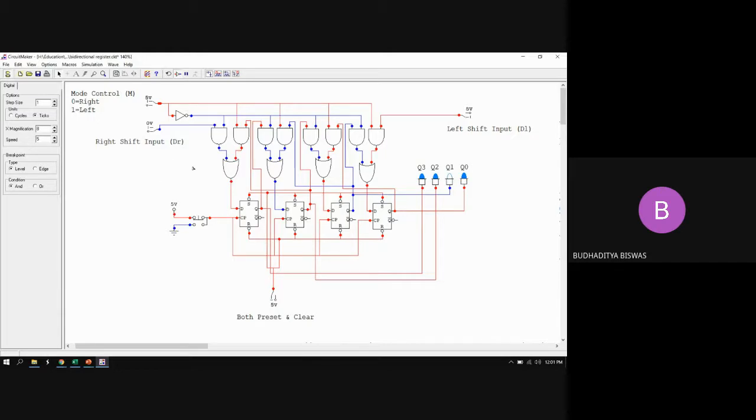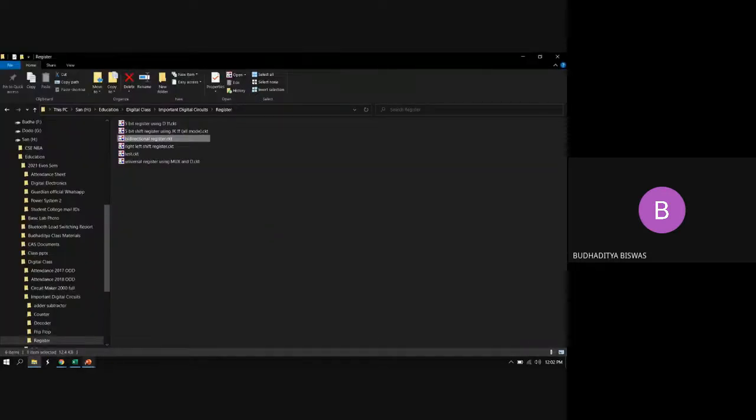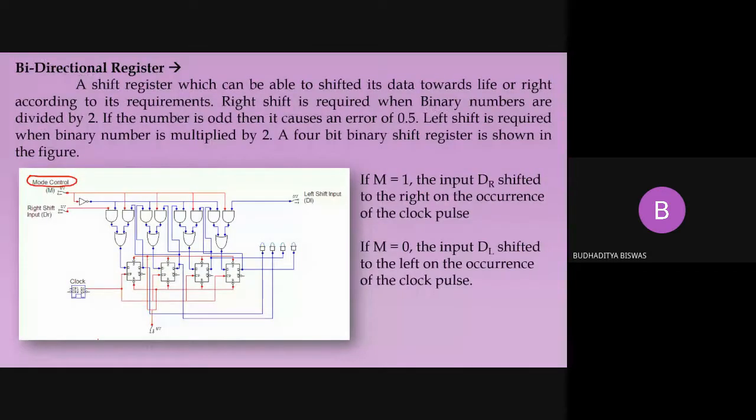Okay. So this is called the bidirectional register. Nothing else. This particular portion is the main important thing.